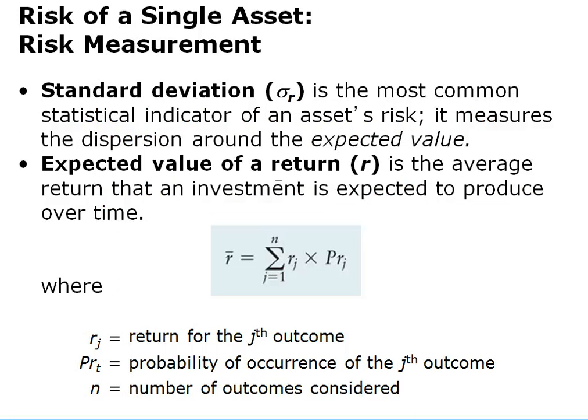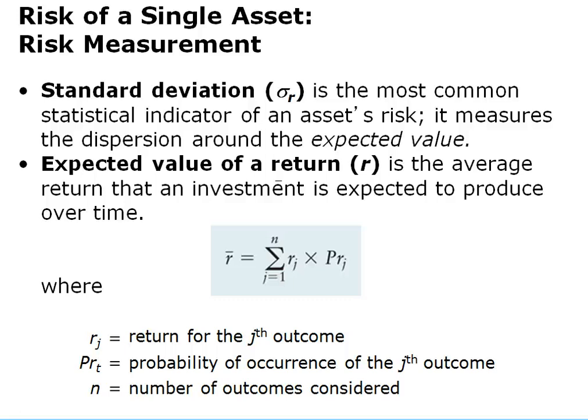Okay, so let's look at the standard deviation. The standard deviation is a statistical indicator which can help measure an asset's risk, and specifically the dispersion of the risk around the expected values. So the expected value is actually an average return, which is expected to be produced over time.